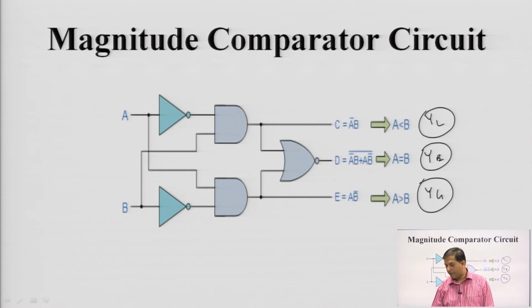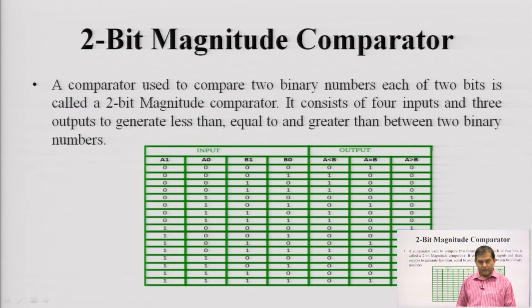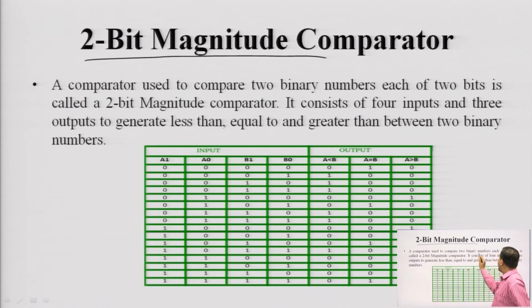So, next, let us go for the 2 bit magnitude comparator. Till now we were just comparing 1 bit, 0 and 0, or 0 and 1, or 1 and 0, or 1 and 1, only 1 bit comparison. Here we are going to compare 2 bits. A comparator used to compare 2 binary numbers, each of 2 bits, is called a 2 bit magnitude comparator.